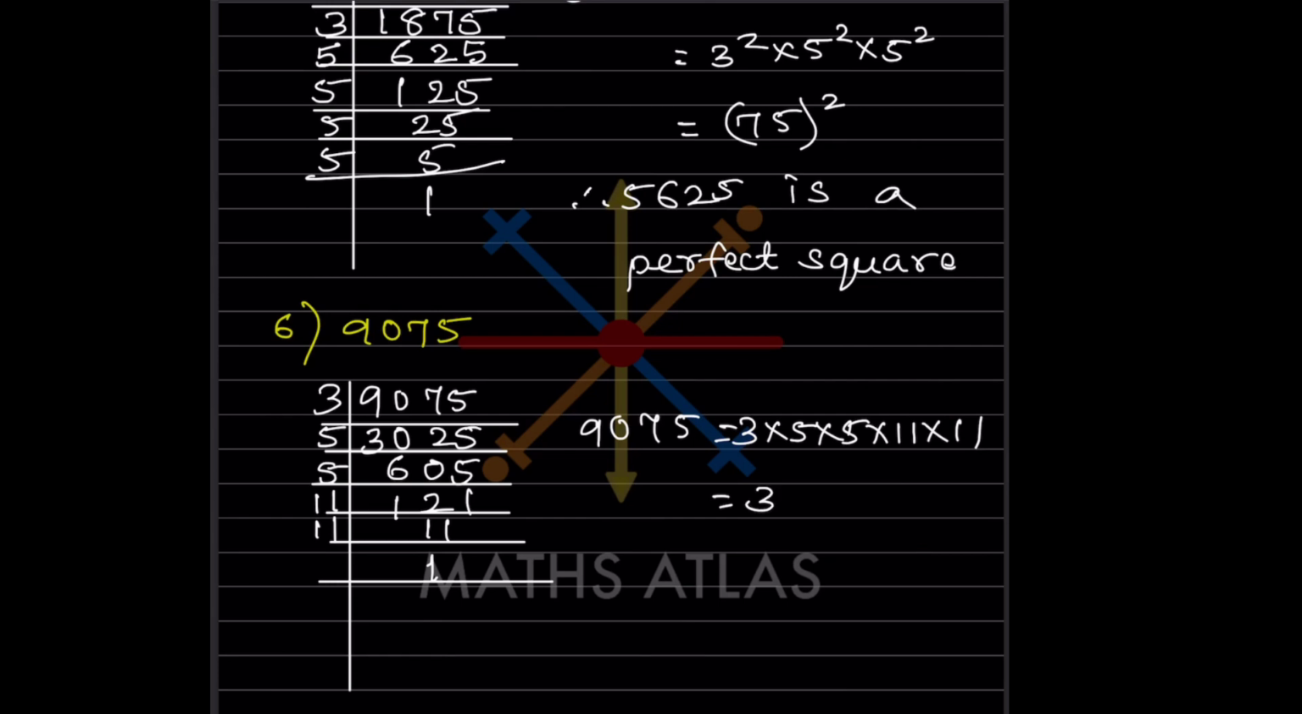So what we can see, 3 is alone here. There is no pairing for this one. So therefore we can say 9075 is not a perfect square.